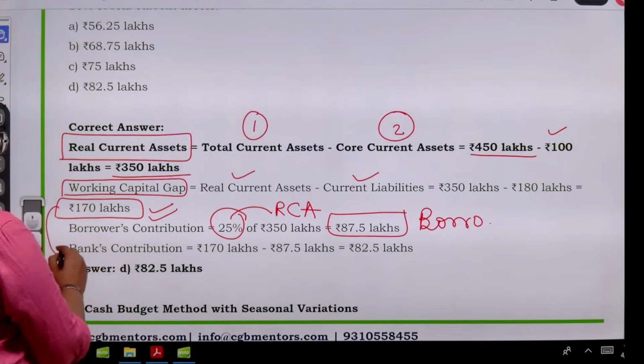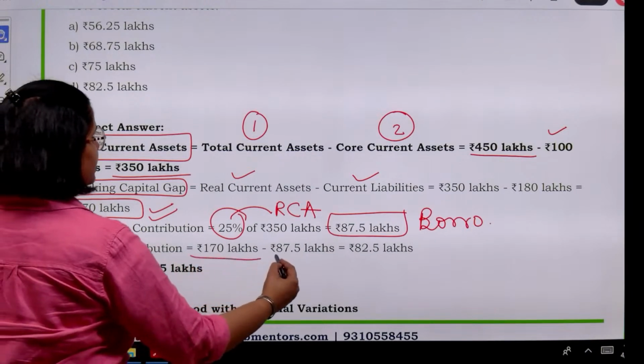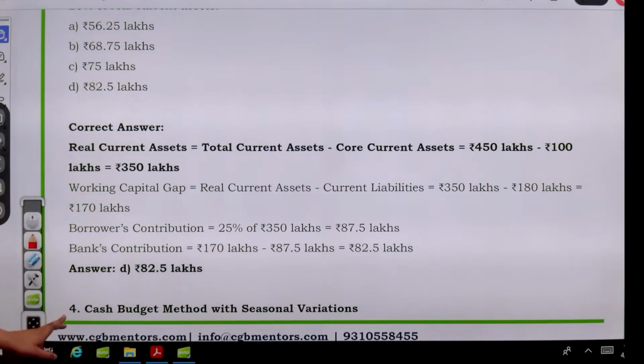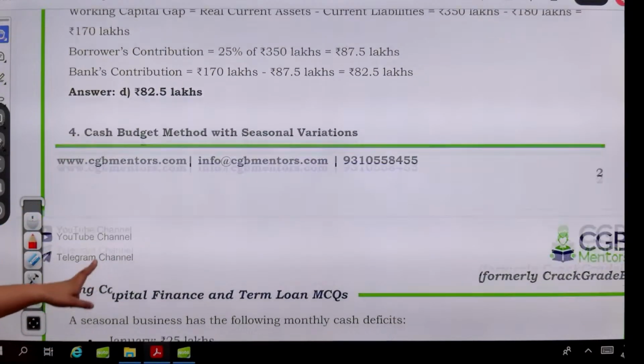What is working capital gap? 170 lakhs less 87.5 lakhs gives you 82.5, which needs to be the contribution of bank. ठीक है, आपके बैंक का ये contribution होगा. Next I have cash budget method.